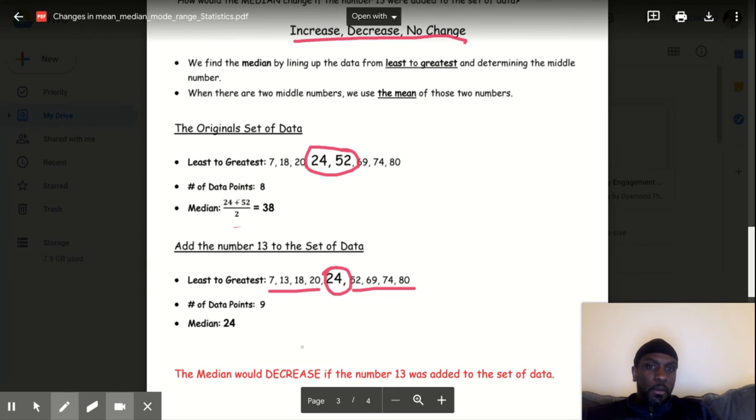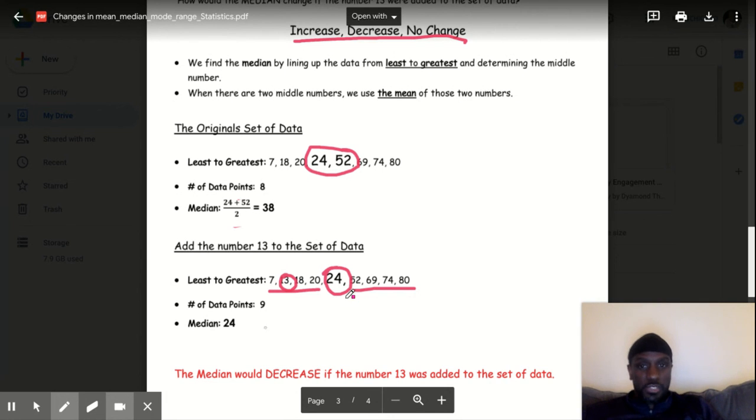Okay? Right there. Now, how many numbers do I have? I have 9 now. Before I had 8. All I did was add a number to the data set. Put them in order from least to greatest. Here is the new median. Remember, you added the number 13. So here is 13 right here. You added this to the data. All it did was give you another number to add, and it gave you more data points. Now you have 9 instead of 8.